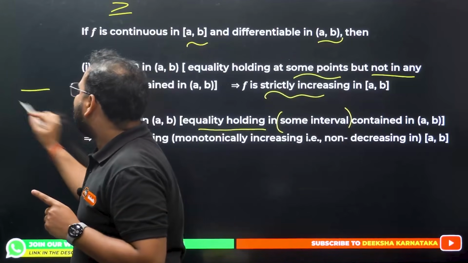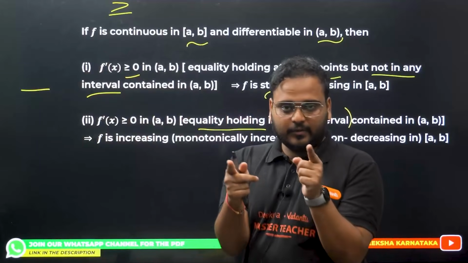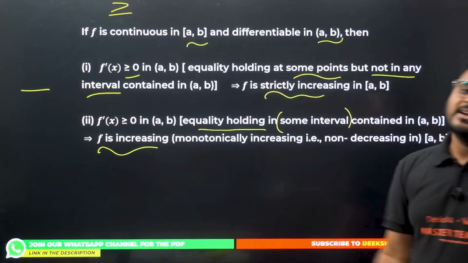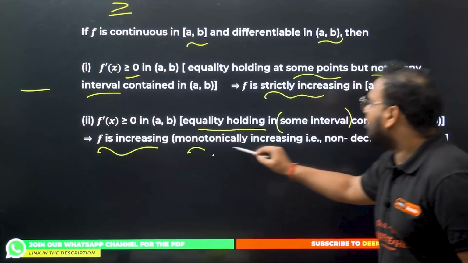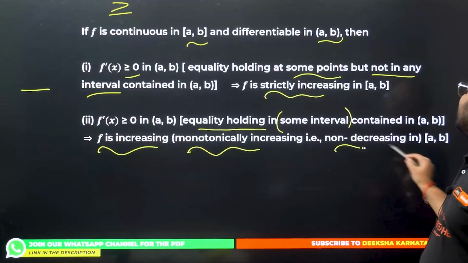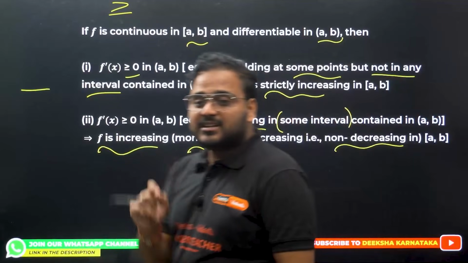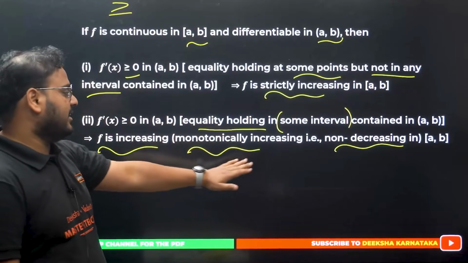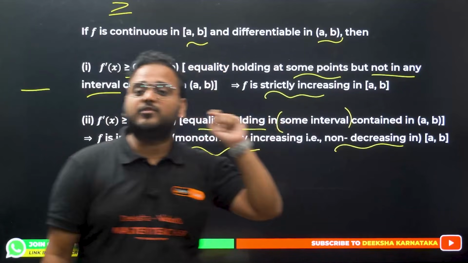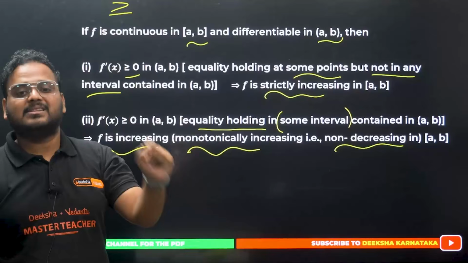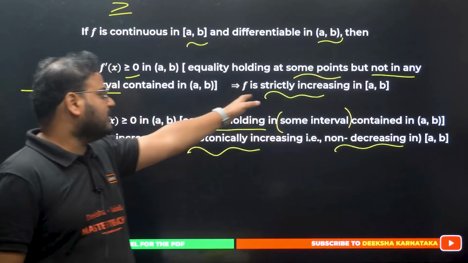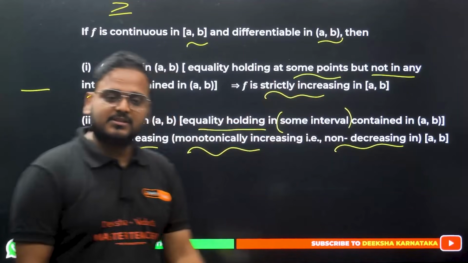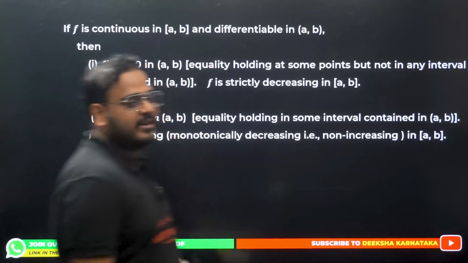Whenever you have a flat line, there will be an interval defined for the flat line. Then it will not be strictly increasing, it will be simply increasing, also called monotonically increasing or non-decreasing in nature. The difference is very simple. If there is an interval involved, then it is simply increasing or non-decreasing. But if the equality is involved only at some points, the function becomes strictly increasing in the closed interval [A, B]. Clear? Same goes for the case of decreasing as well.